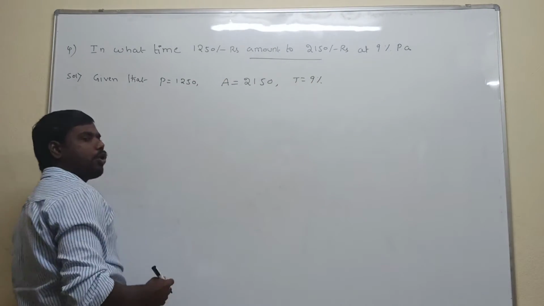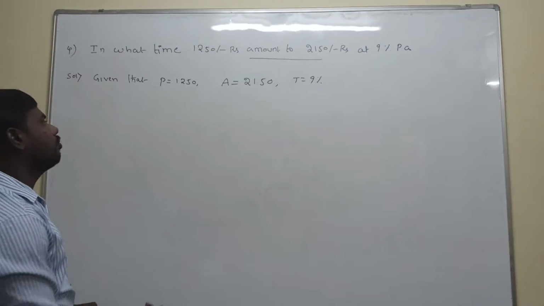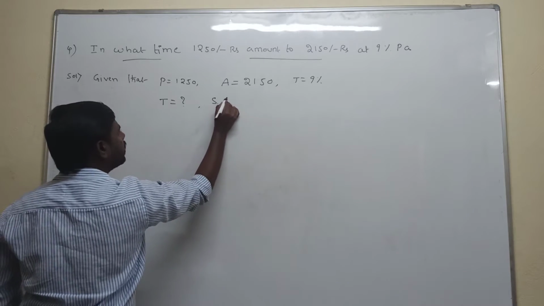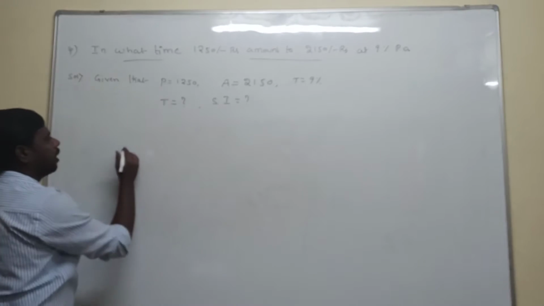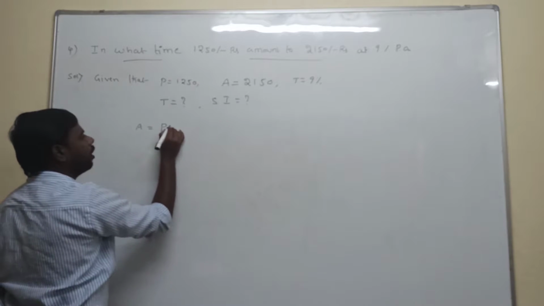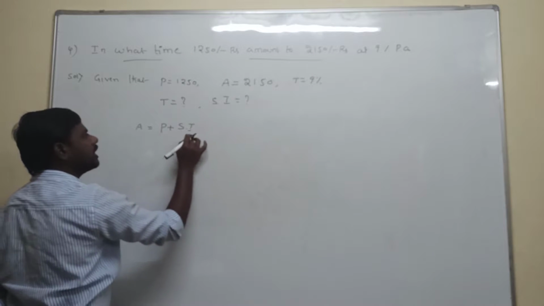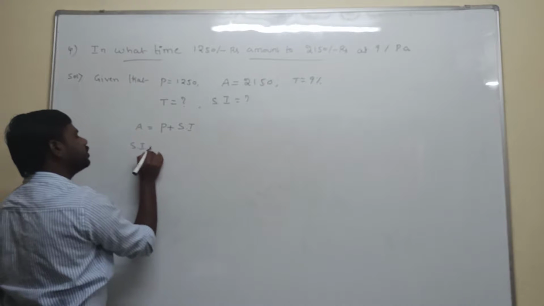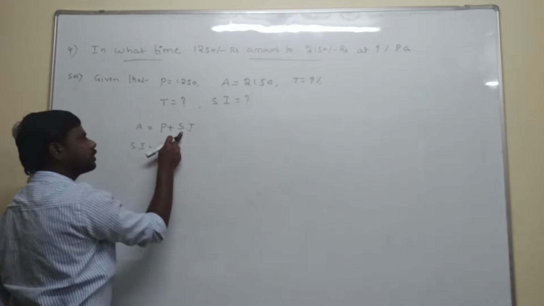Whenever the amount value is given, we can apply the amount formula first. First we need to calculate time, and also simple interest. So now first we apply the amount formula: capital A is equal to principal plus simple interest. Now we need to calculate simple interest, so the principal amount moves to the other side. Simple interest is equal to A minus principal, bringing it from the RHS to the LHS.